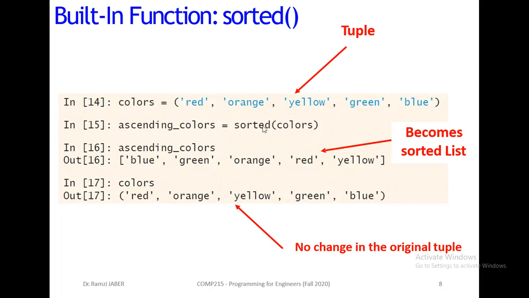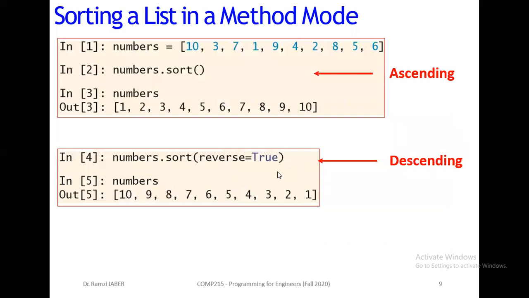Always, when we use the built-in function sorted, the original list will not change. This is method number one. Now, if I want to change the original list, I can use the method way. Method way means just call your list dot sort.